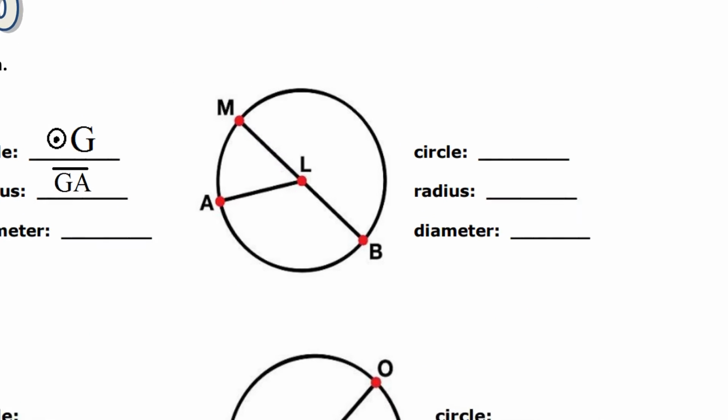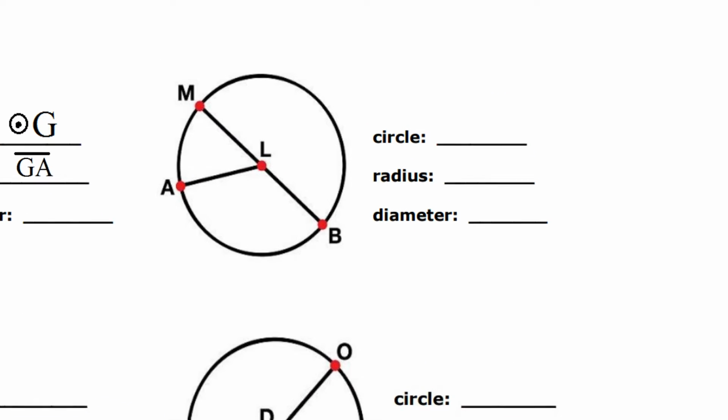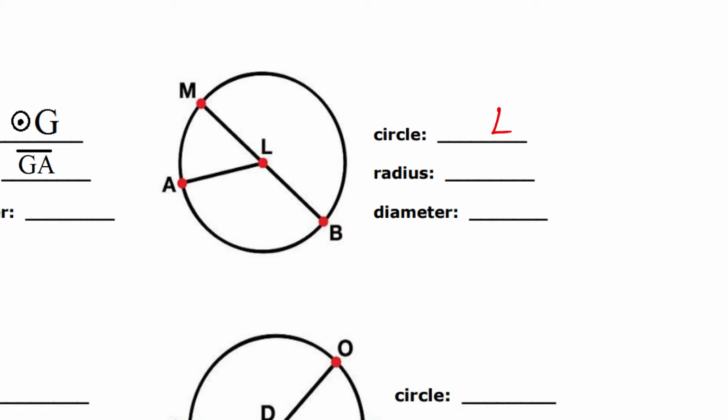Okay, so real quick on this second circle, what's the name of this circle? L. It's circle L. Okay, now, they're kind of not asked the best, but how many radii are actually drawn in here? There's actually 3. They're obviously going for which one do you think? AL. The one that's only a radius is kind of what they're going for, but there's also LB, LM.